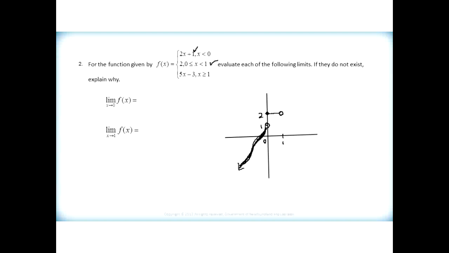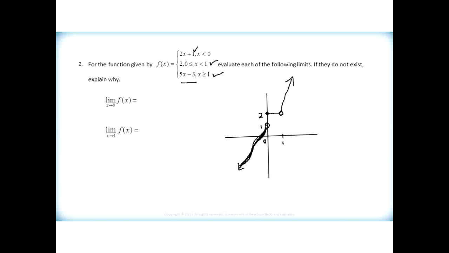And then on our last interval, from positive 1 onward, we're allowed to have 5x minus 3. So another increasing linear function, a little steeper slope. And if we were allowed to have a value at 1, it would be equal to 5 minus 3, which is 2. So this one is a linear function that goes up that way. So that's a very rough sketch of this graph.